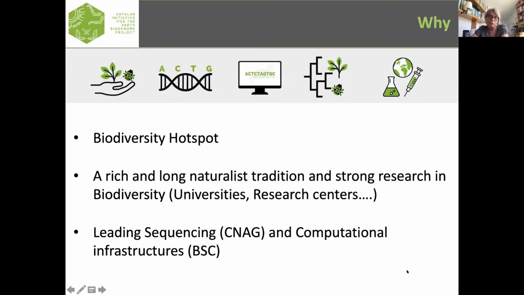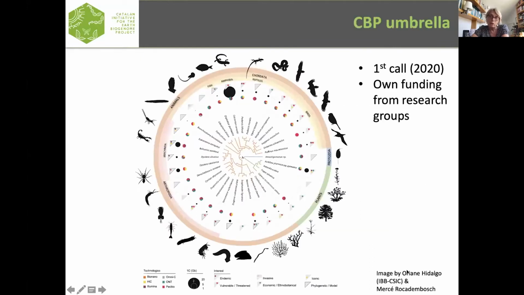Why do we want to do that? Because we think that this region is a biodiversity hotspot, because there is a rich and long naturalistic tradition and also strong research centers in biodiversity that come from universities and many other research centers, museums, etc. And because we have the leading sequencing and computational infrastructures. I just would like to say that we are currently sequencing 31 species, and the funding for sequencing these species comes from a first call that was launched in 2020, and also from own funding from research groups.